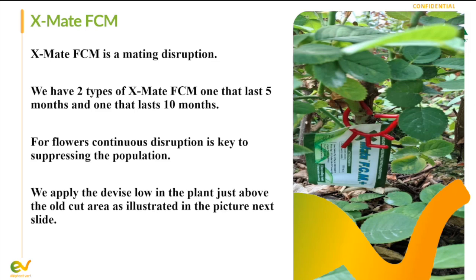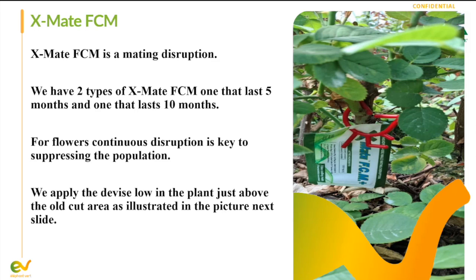So we have 2 types of X-Mate FCM mating disruption. One lasts for 5 months and the other one lasts for 10. The important thing about this is some are better suited for outside, for short crop cycles like chilies, capsicums, avos, those type of things. And the 10-month one is better suited for longer bearing crops like flowers, continuous bearing.